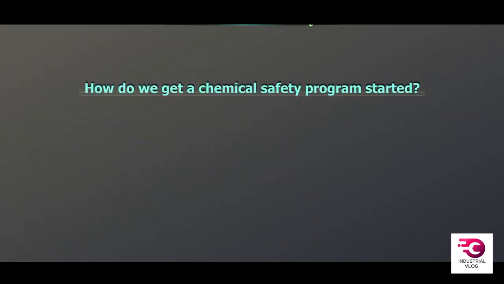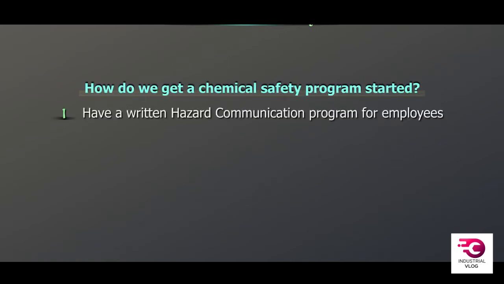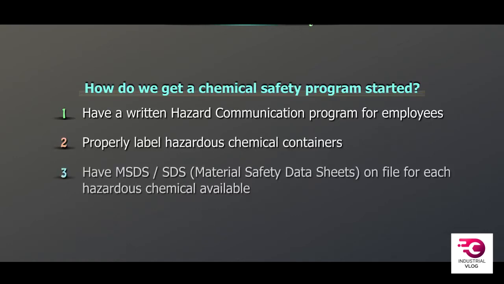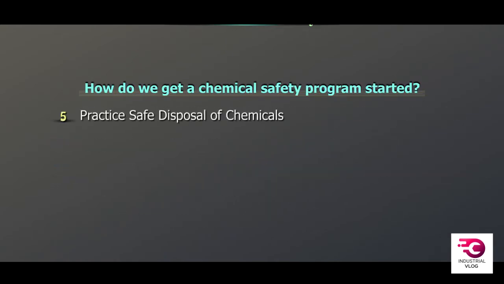How do we get a chemical safety program started? Eight suggested steps are: have a written hazard communication program for employees. Properly label hazardous chemical containers. Have MSDS or SDS, Material Safety Data Sheets, on file for each hazardous chemical available. Practice safe storage of chemicals. Practice safe disposal of chemicals.